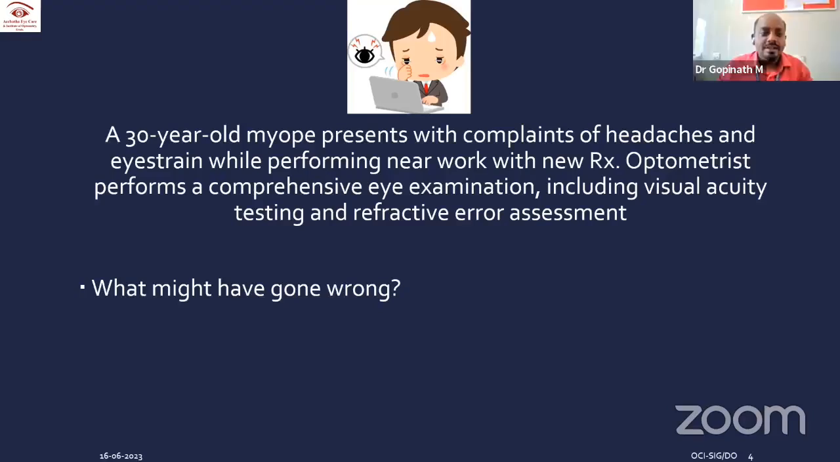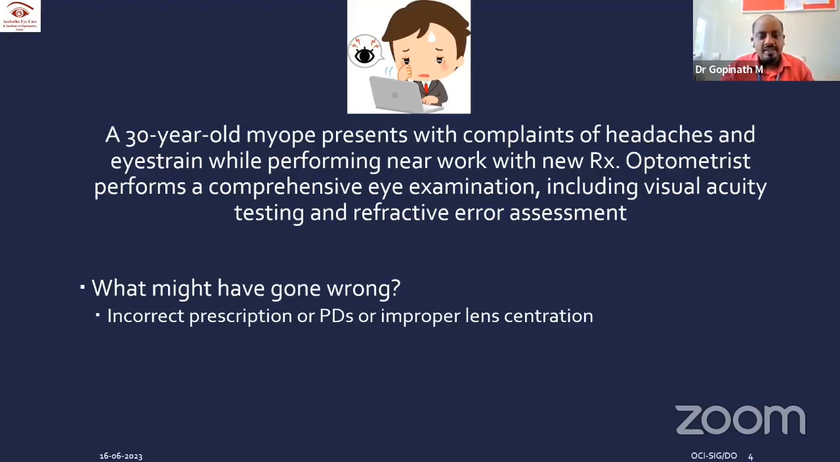So let's see a small case scenario where a 30-year-old myope presents with complaints of headache and eye strain while performing near work with his new spectacles, and the optometrist performs a comprehensive examination including visual acuity and refractive error assessment. So what might have gone wrong? The three major things that come to my mind are either an incorrect prescription, an incorrect pupillary distance measurement, or improper lens centration.